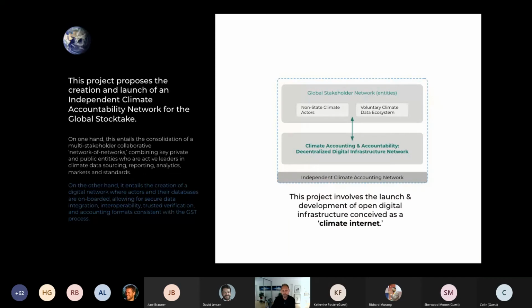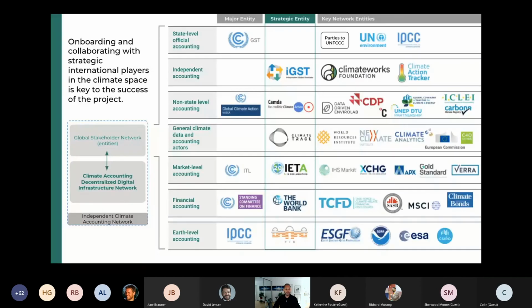So to do that, we're putting together different working groups. Slide 34 should show a bit of our first sort of assessment of what are some of the key strategic entities to work on that process. There's, of course, the IGST, the Independent Global Stocktake, whose secretariat sits at the Climate Works Foundation. Very important role to be able to think outside the conventional GST blocks. CAMDA is a very specific sort of network that bridges non-state actor data into state level information, particularly through the Global Climate Action Portal, formerly known as NAZCA.